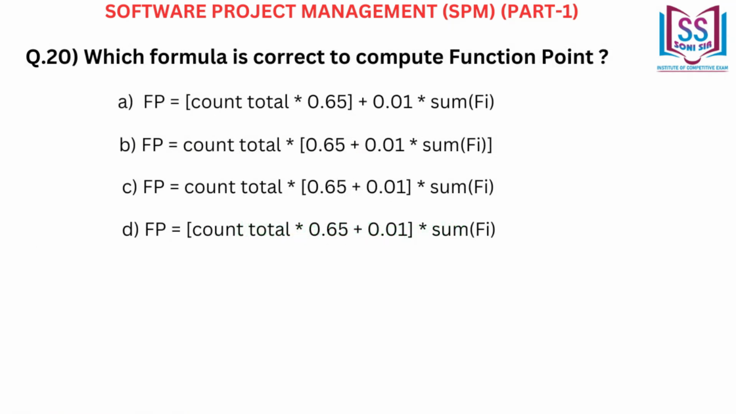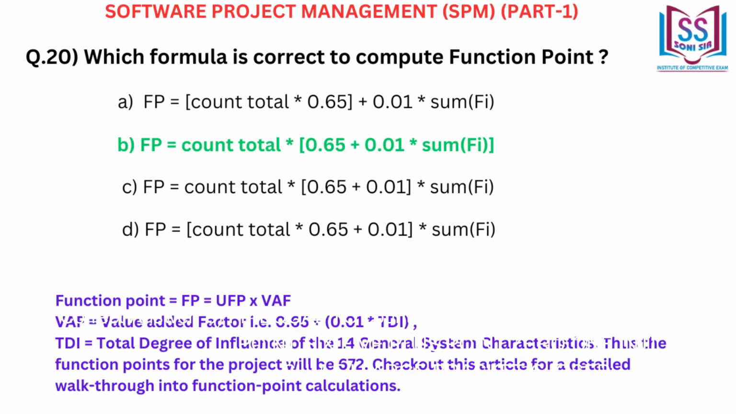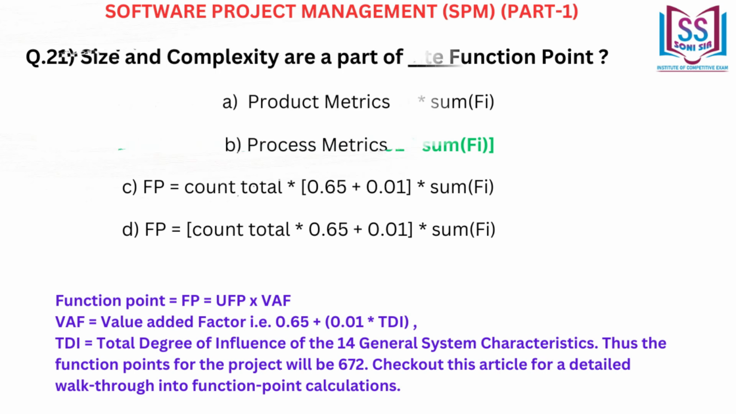Which formula is correct to compute function point? A, B, C, D. Correct answer: B. P equals count total times large bracket 0.65 plus 0.01 times sum Fi, large bracket closed.